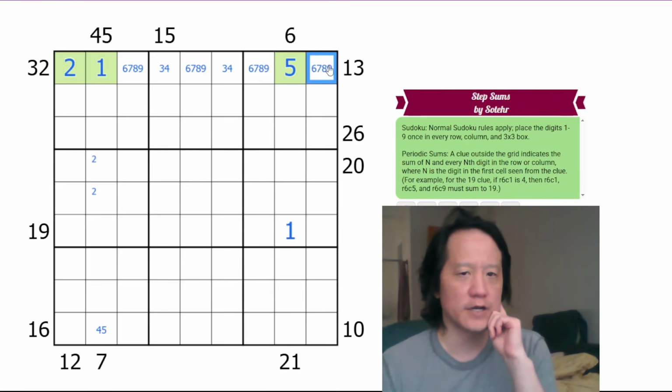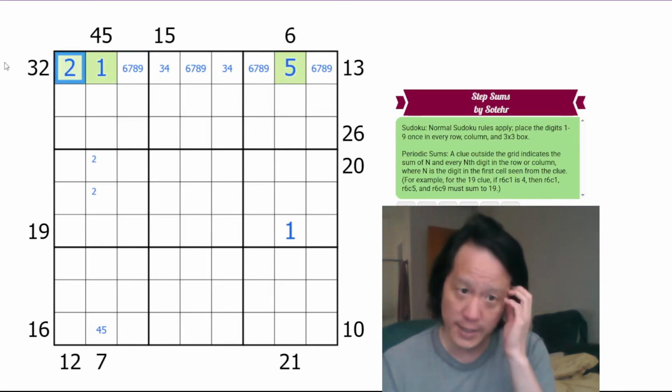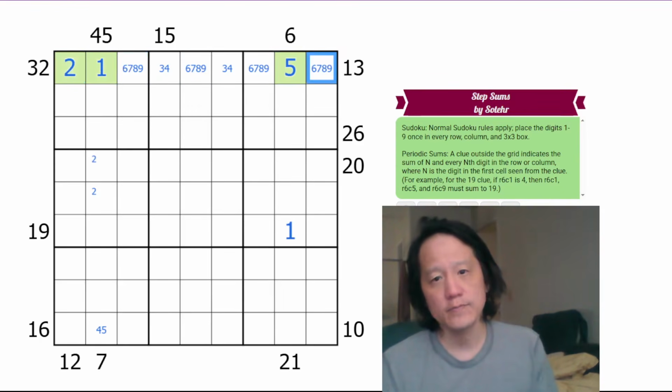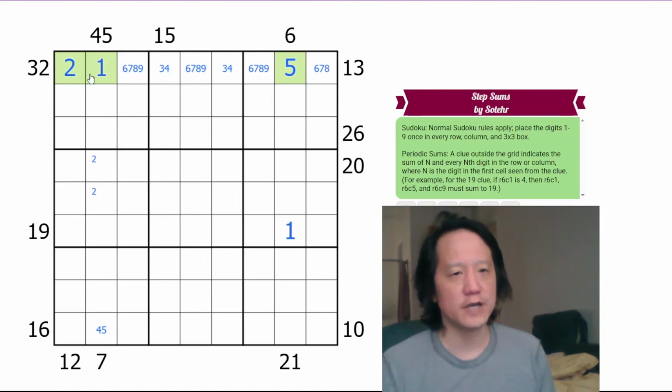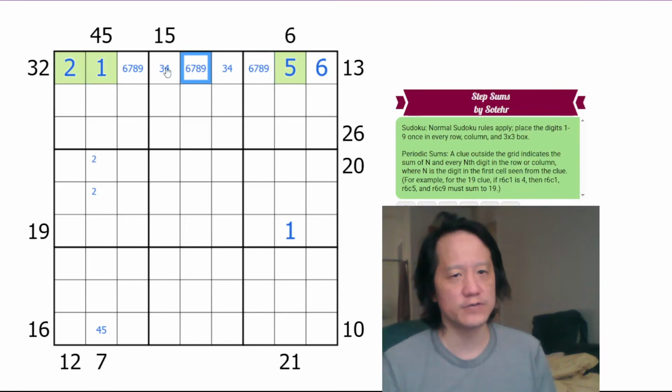13. It cannot be 9 here, because 1, 2, 3, 4, 5, 6, 7, 8, 9 is too far away. 8 doesn't work because it's 8 and 2. 7 doesn't work, 1, 2, 3, 4, 5, 6, 7, because it's 7 and 1. So this must be 6 away: 1, 2, 3, 4, 5, 6. So this is 6 and 7 adding up to 13. So this is done also. This cannot be 6 or 7. This can't be 6 or 7.